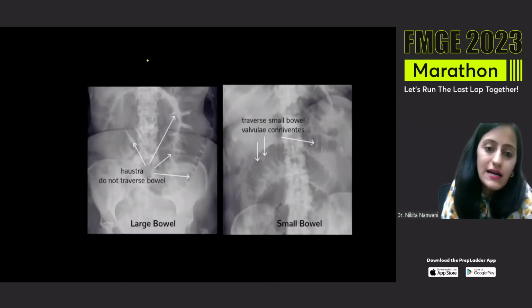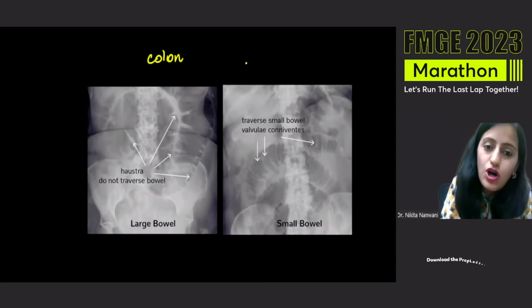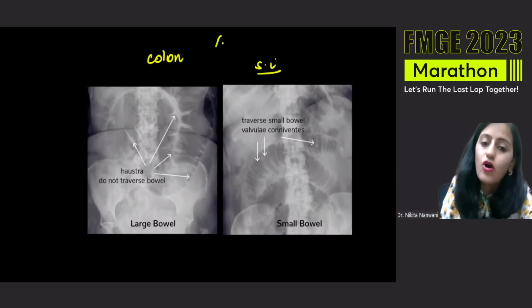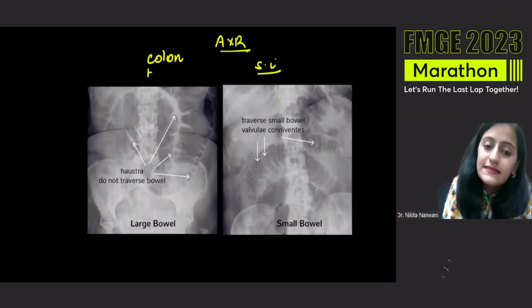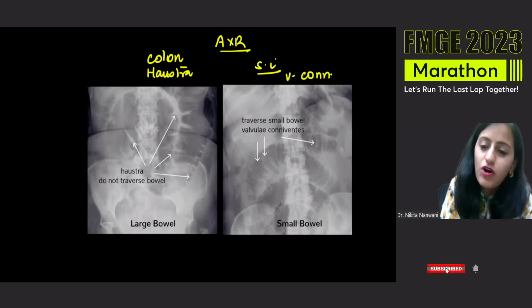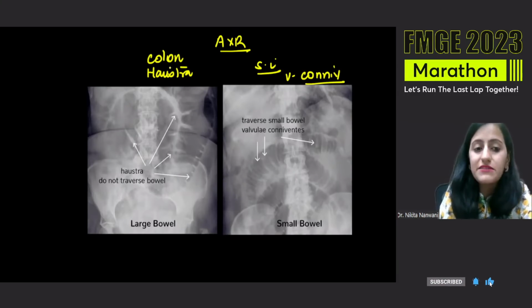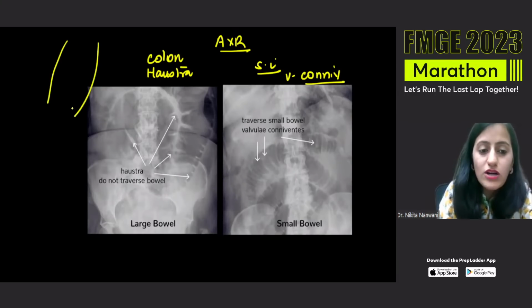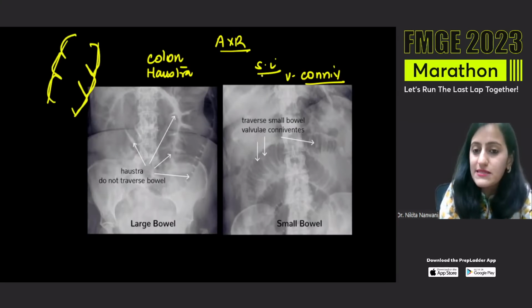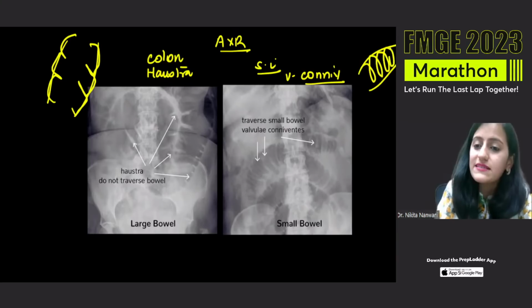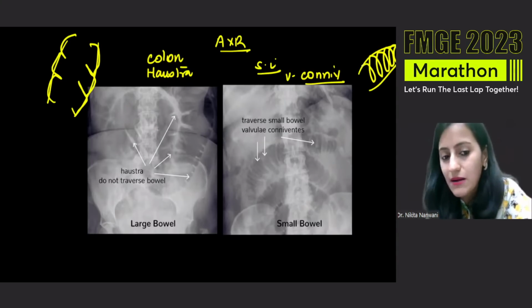Even this has been asked. How do you differentiate colon from small intestine on an abdominal X-ray? It is by the presence of haustra in the colon and by the presence of valvulae conniventes in the small intestine. What is the difference? In the colon, the haustrations are incomplete projections. In the small intestine, the valvulae conniventes are complete rings.